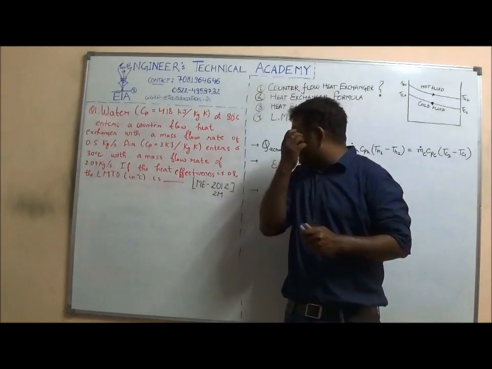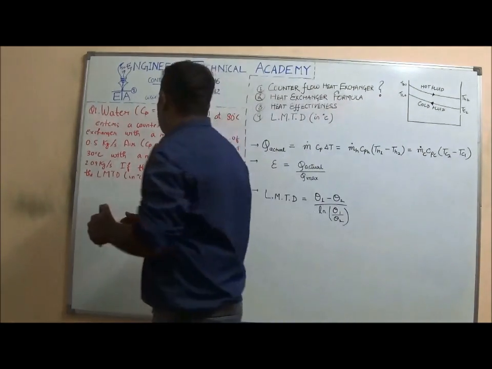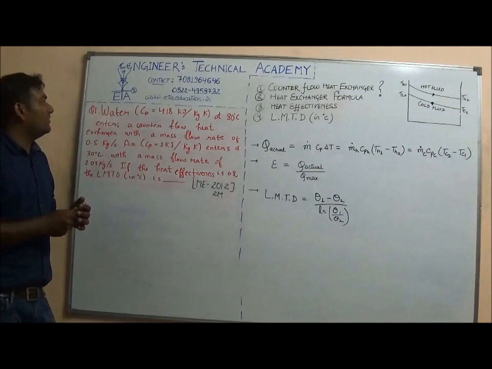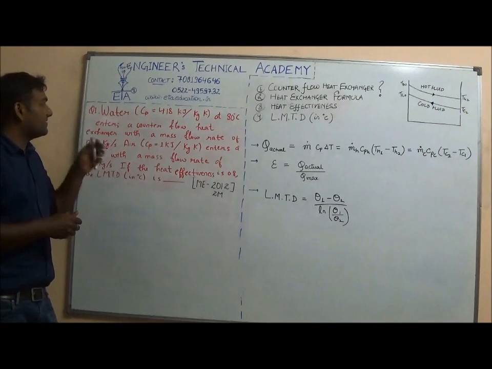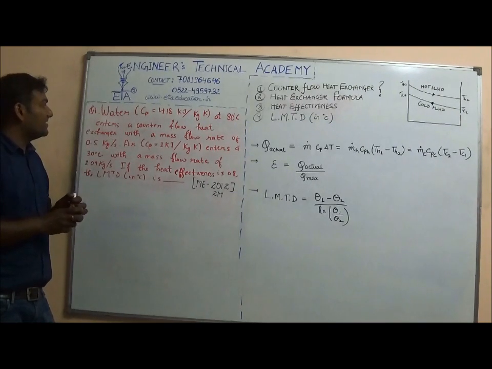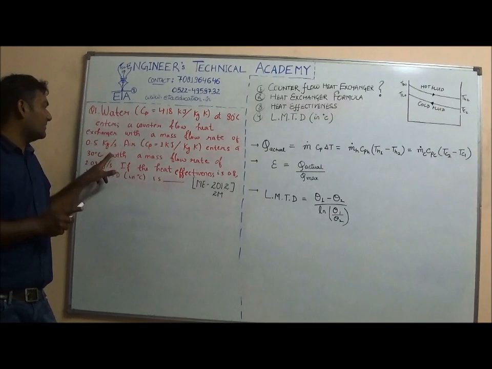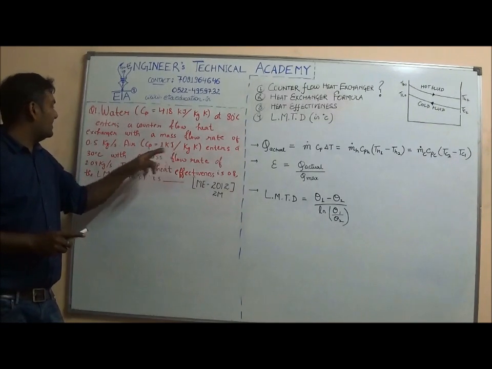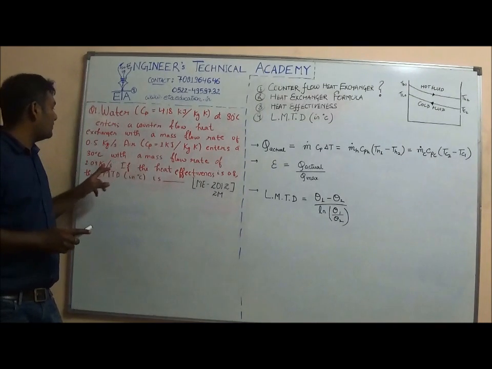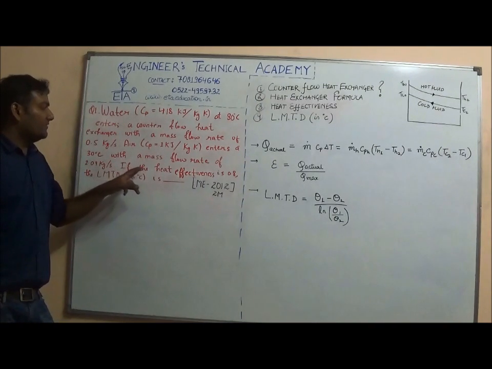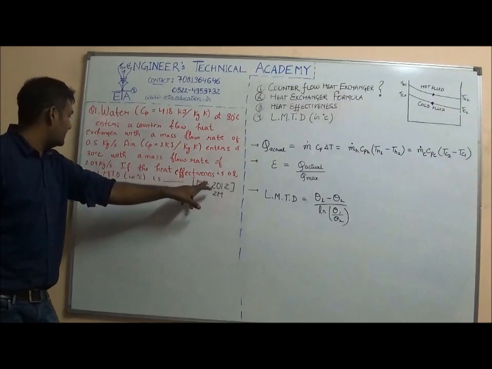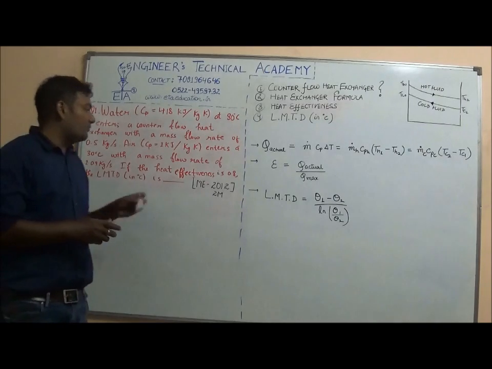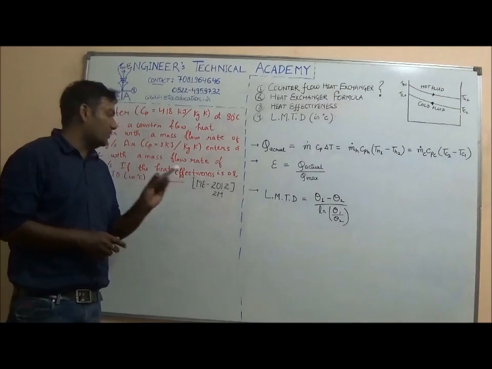So I will start right from this question without wasting time. Question is: water at Cp 4.18 kilojoule per kilogram Kelvin at 80 degrees Celsius enters a counterflow heat exchanger with a mass flow rate of 0.5 kilogram per second. Air, Cp 1 kilojoule per kilogram Kelvin, enters at 30 degrees Celsius with a mass flow rate of 2.09 kilogram per second. If the heat exchanger effectiveness is 0.8, then LMTD in degrees Celsius is? This question was asked in GATE 2012 Mechanical Engineering for 2 marks.